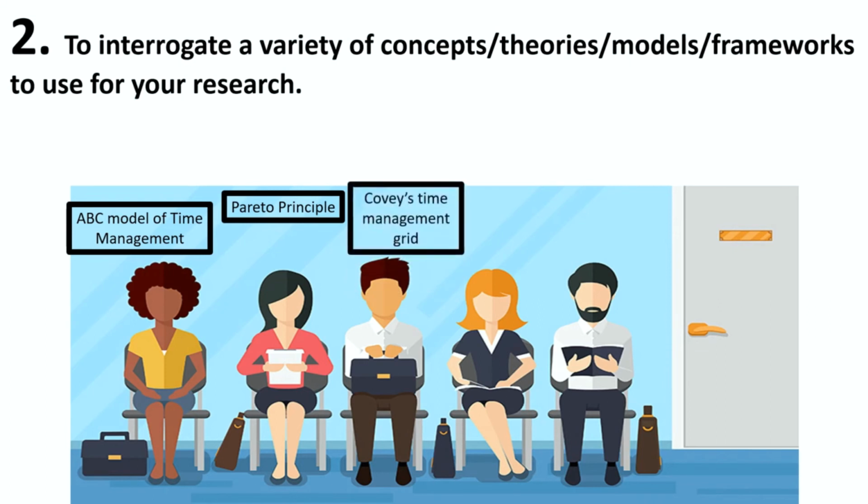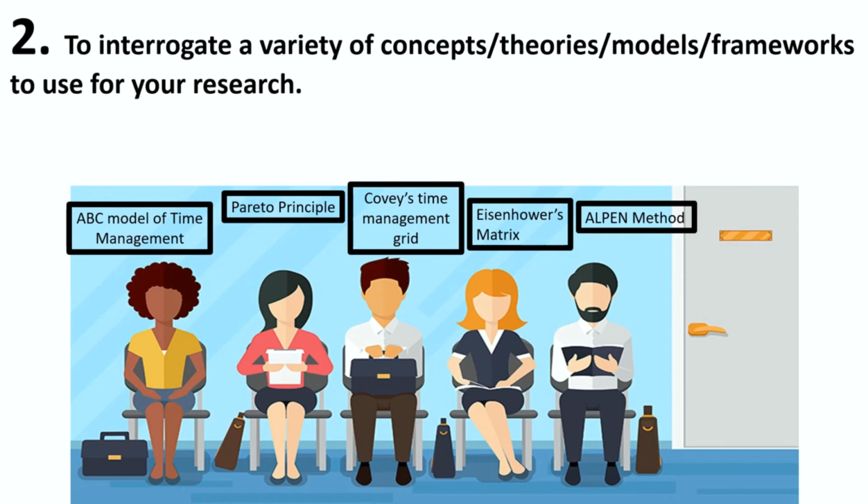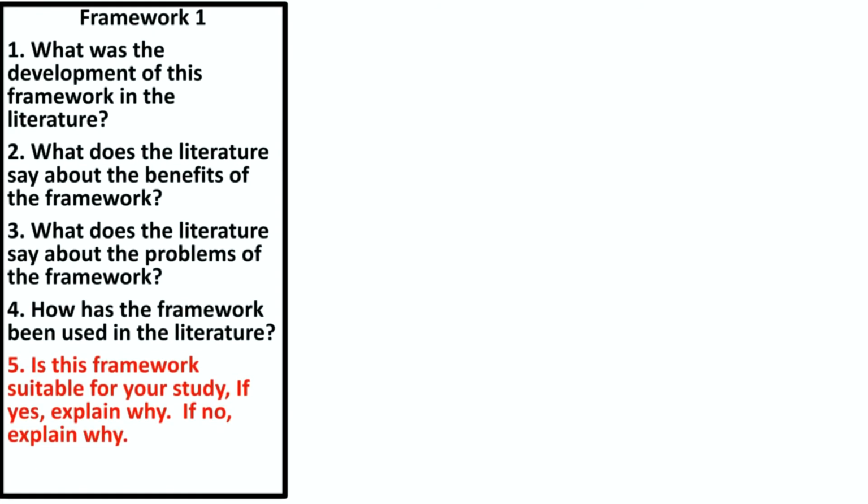Then you interview Covey's time management grid. Then you interview the Eisenhower matrix. Then you interview the Alpen method. Then you select one of these approaches and explain why it is the most suitable for your research. This is of course a critical activity because you have to evaluate the advantages and disadvantages of each framework or model. So here are the 5 interview questions for your model, theory, concept, or framework.